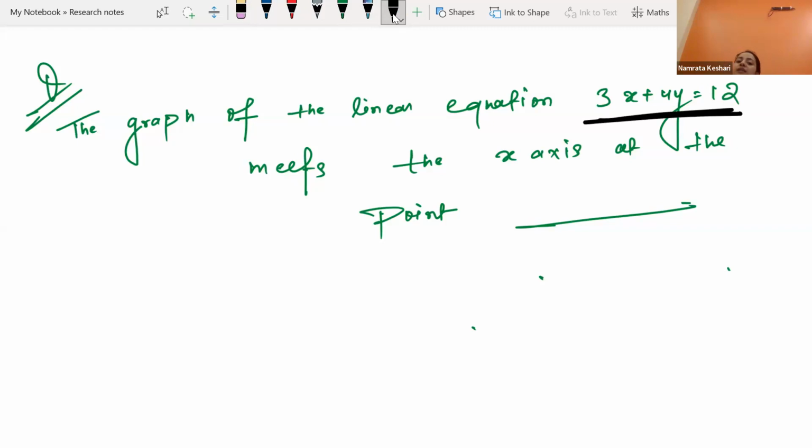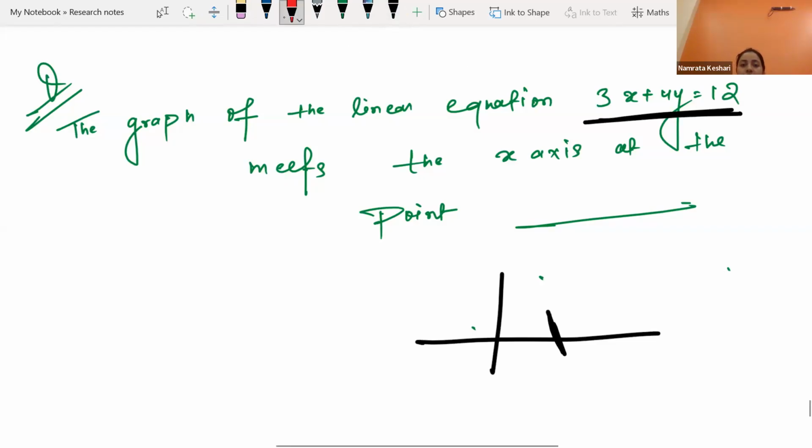Meets the x-axis means the graph is touching the x-axis. Meet means intersecting, touching at a certain point. That point's coordinate we have to find. So if we are talking about a point on the x-axis, the coordinate will look like this: whatever the x coordinate, y will be 0. Yes or no?